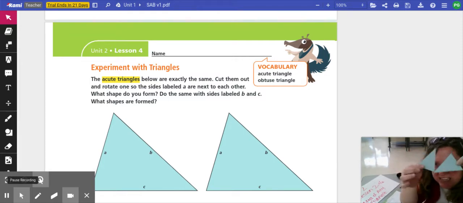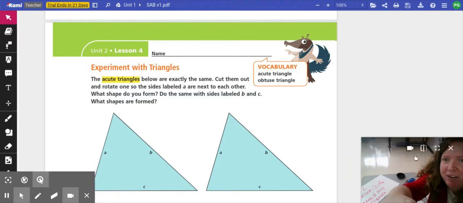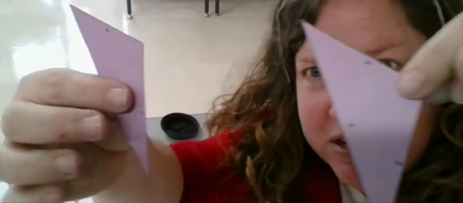So you can see that the acute triangle pieces, I'm going to make myself a little bigger here. There we go. Our acute triangle pieces are the ones that are kind of this bluish color. Our obtuse triangle pieces are the ones that are this kind of purplish color. In the last video, you learned about acute and obtuse triangles in the same lesson, but it's a different video.